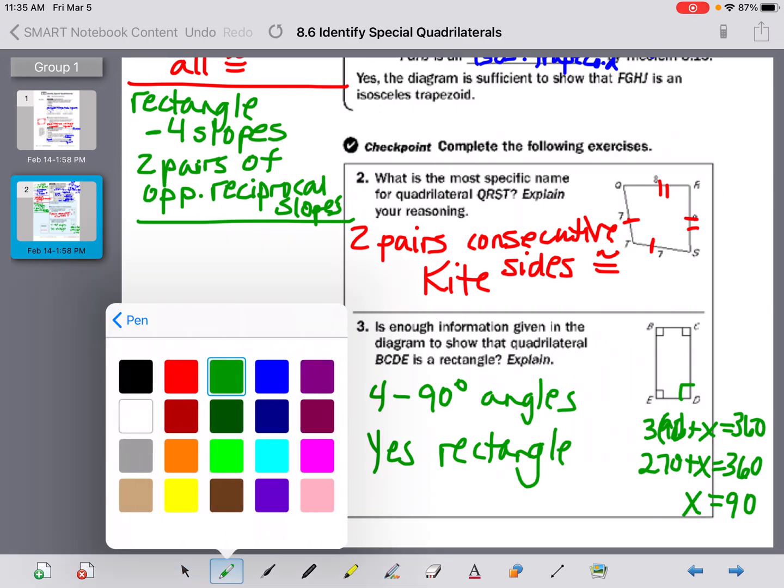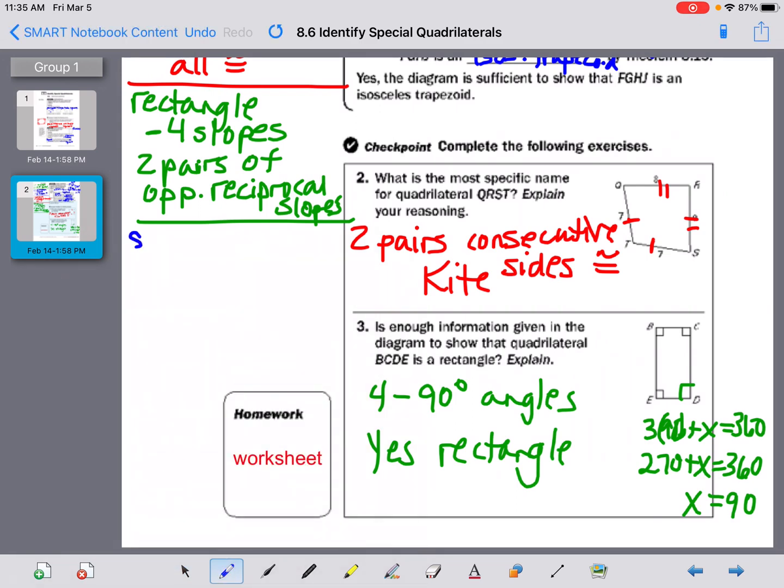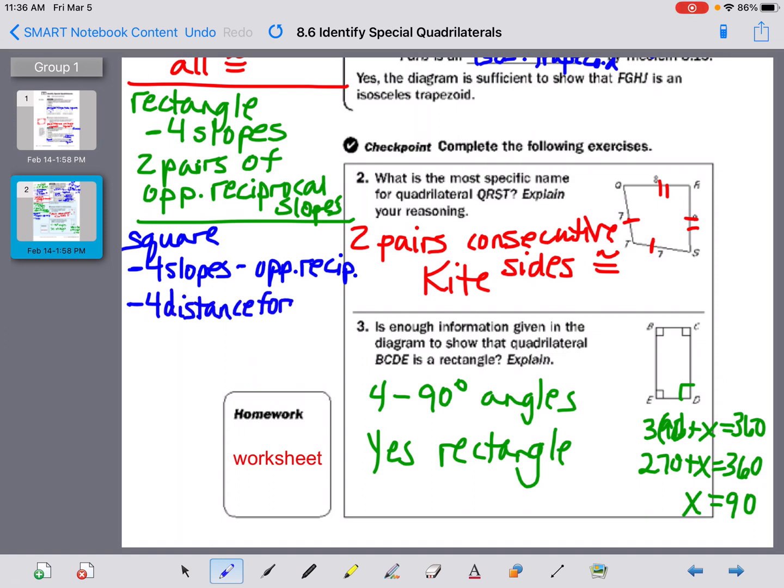All right, we have a square. What if we think what is on our graph is a square? What do we need to prove that? We're going to get 4 slopes. And of my 4 slopes, I want those opposite reciprocals, just like I did for the rectangle, because it's a rectangle. And, unfortunately, I need 4 distance formulas to prove that I have 4 congruent sides, okay? So I want 4 that are all the same.